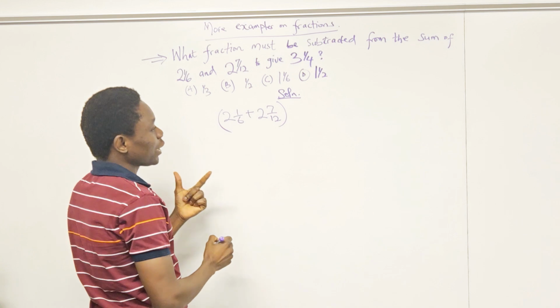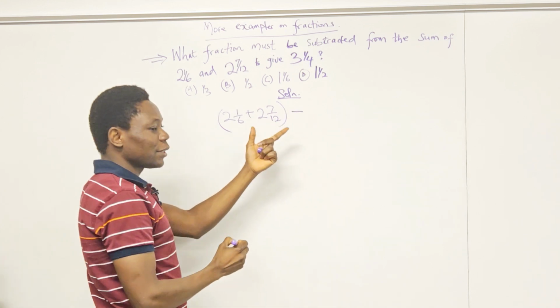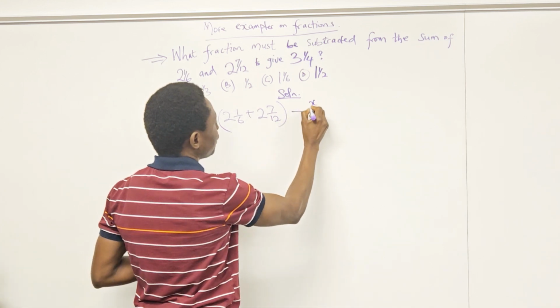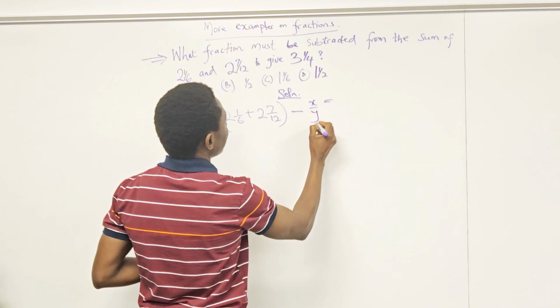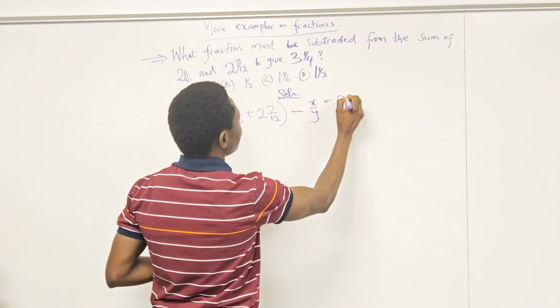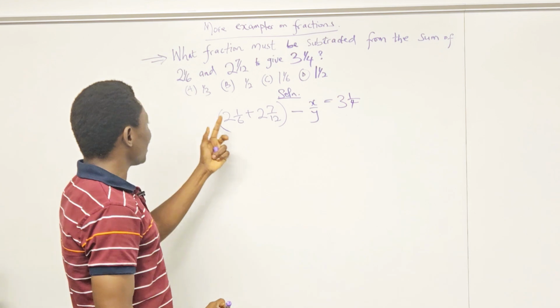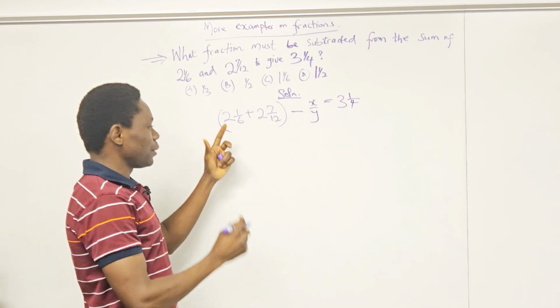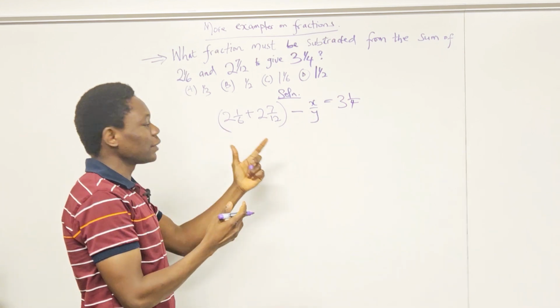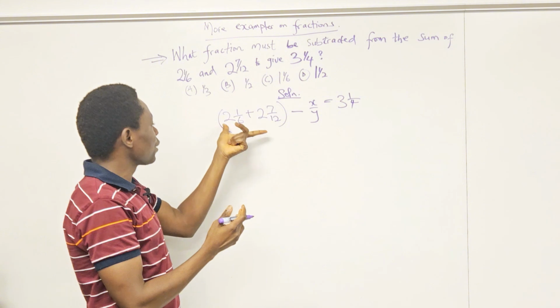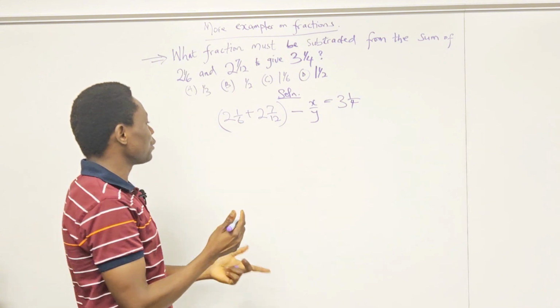This will give us a result minus a certain fraction, let's call it x over y, and that should give us 3 whole number 1 over 4, right? These are all mixed numbers, whole part and fractional parts. The first thing to do is to convert them to improper fractions, right?